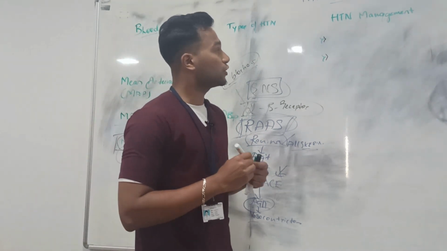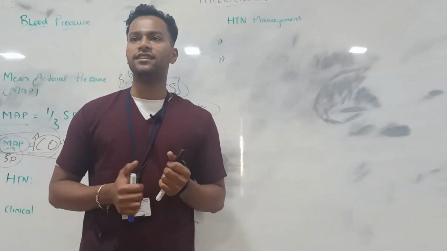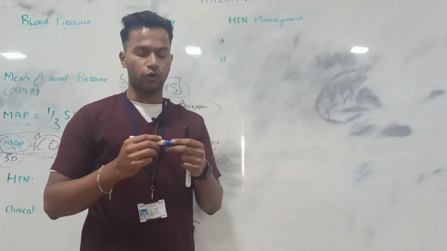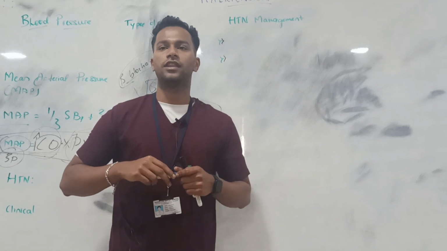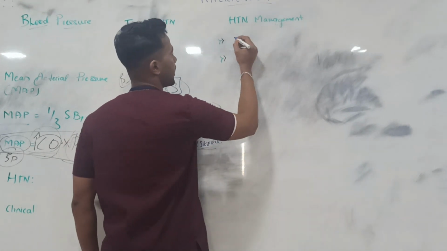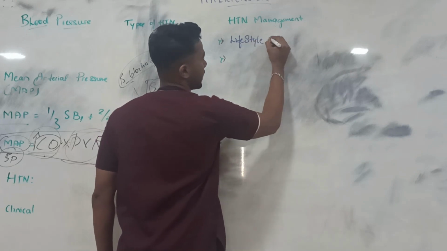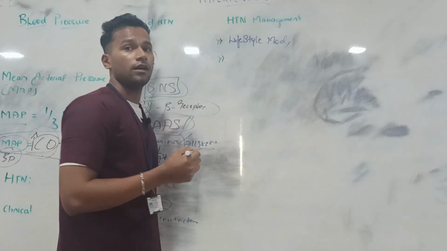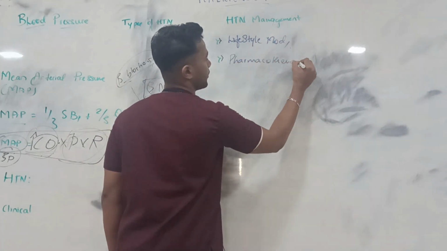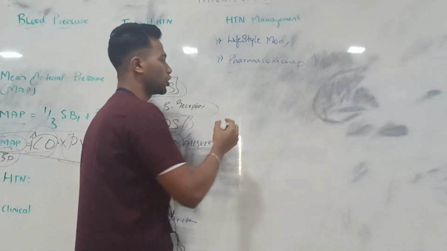Okay, so coming to the hypertension management, we basically follow the JNC 8 guidelines, which is the gold standard. It was done in 2014, the latest one. Maybe in the future there might come a new one, but right now I'll be talking about the JNC 8 only. In hypertension management, two things are very important. One is lifestyle modification, and the other one is pharmacotherapy.